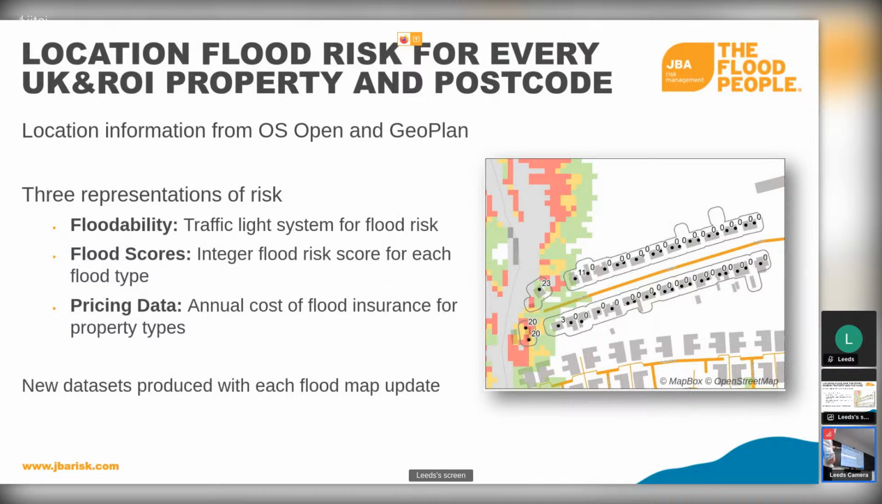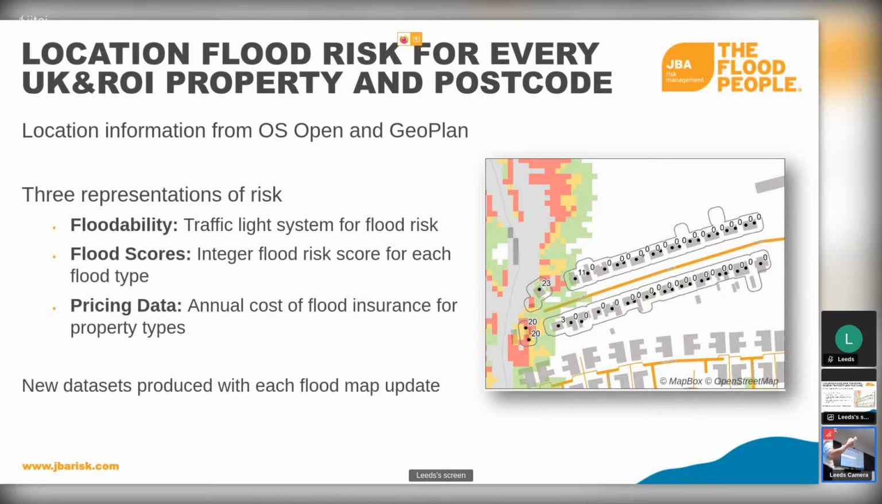So floodability was a simple traffic light system. It's used by a lot of insurance companies. Green, fine, red, at risk of flooding. We also have flood scores, which provide a little bit more quantitative information of the flood risk, and we have more sophisticated calculations that allow you to calculate the cost of flood insurance for different property types. And so each time we produced a map update, we reproduce its data set and ship it to our clients.